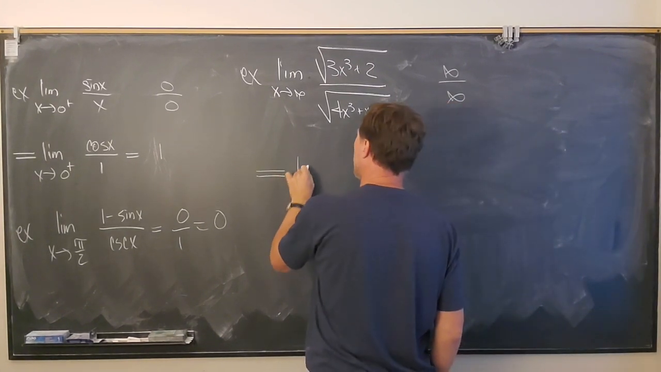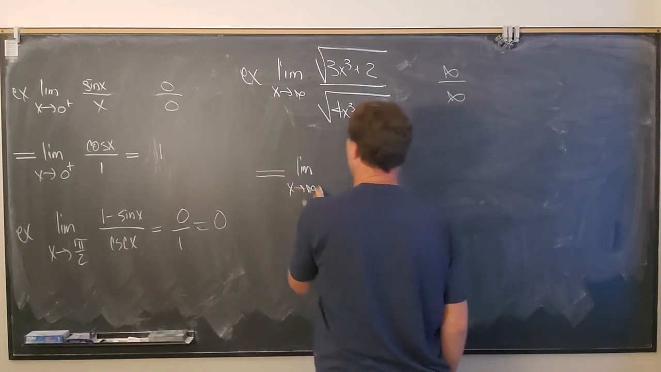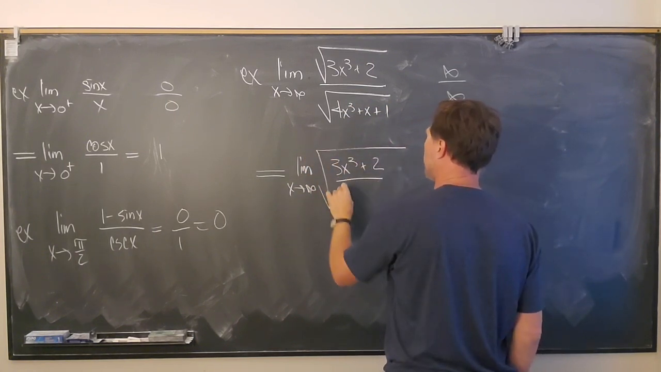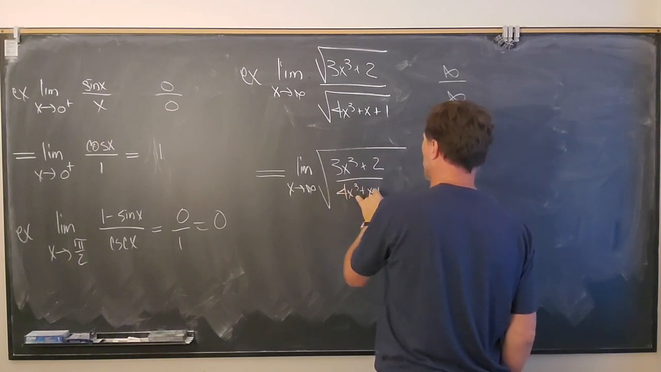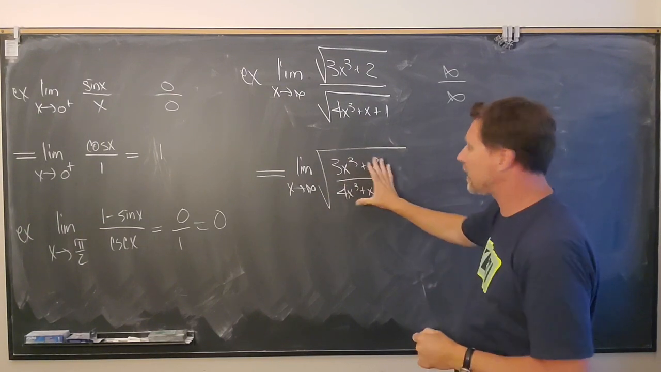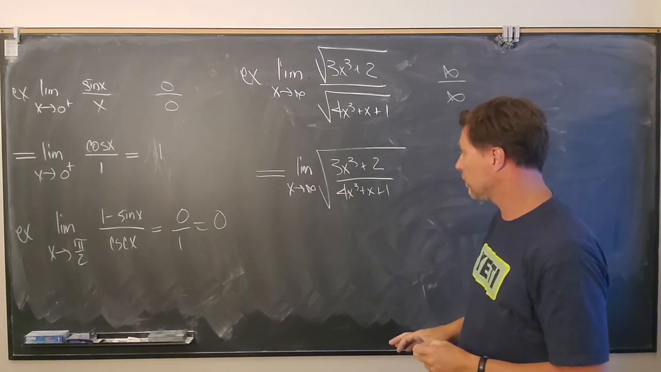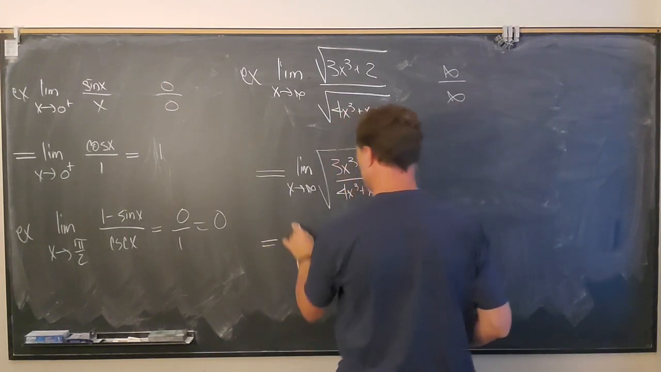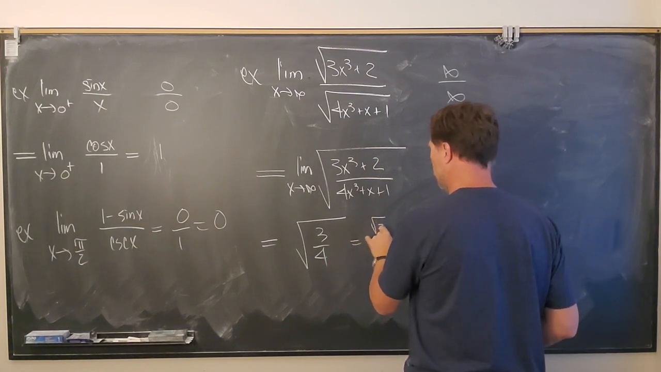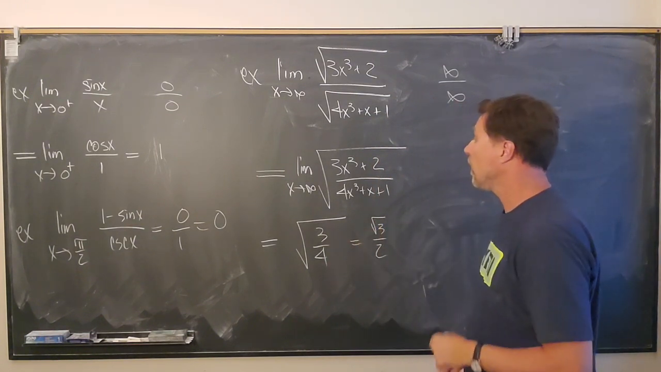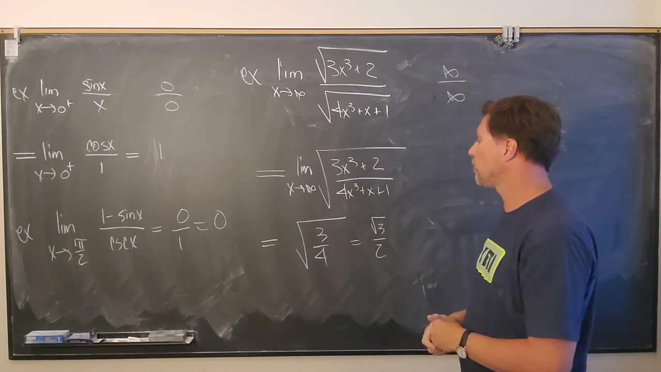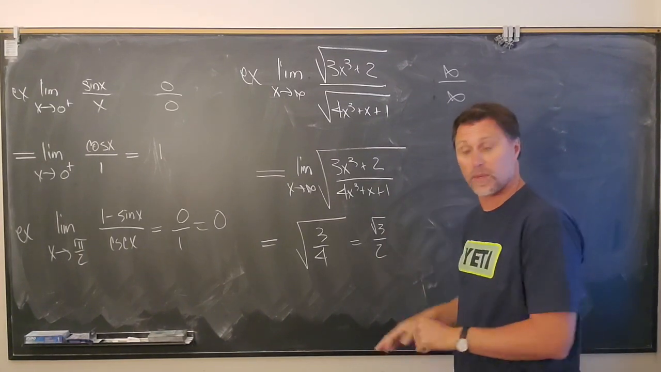So in this case, instead, what I want to do is just rewrite this as a single square root, 3x cubed plus 2 divided by 4x cubed plus x plus 1. And since square root is a continuous function, I can compute the limit of the inside and then take the square root of the result. And so what we get is the square root of 3/4, which would come out to be root 3 over 2. So just because you have an indeterminate form doesn't mean that you absolutely have to use L'Hopital's rule. In some cases, it's better to avoid L'Hopital's rule.